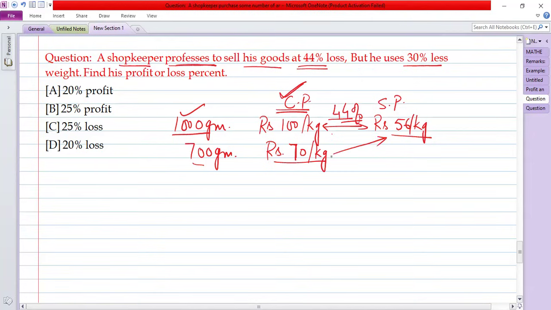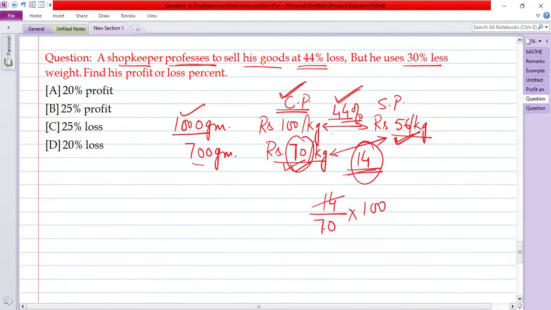So the actual loss for the shopkeeper is not 44%. Actually, the loss is this much: 70 and 56. What's the difference? 14. So this is the actual loss amount, and this 14 divided by 70 into 100 gives 20%. Means 20% loss. So this is the actual loss. It is not 44%. 44% was the claim of the shopkeeper. So the actual loss of the shopkeeper is 20%.